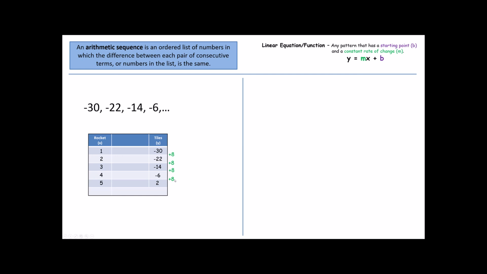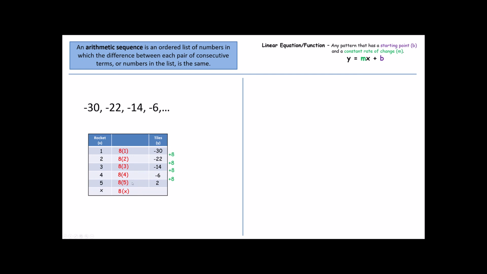Once I know this constant rate of change, I just fill that in, and I know my pattern is going to start with 8 times x. Now, of course, 8 times 1 does not equal negative 30. 8 times 2 does not equal negative 22. There's some additional value that I need to figure out here in order to make this work.